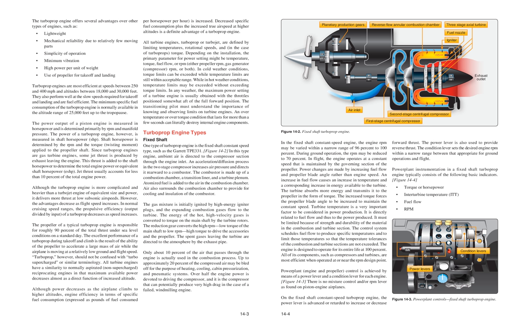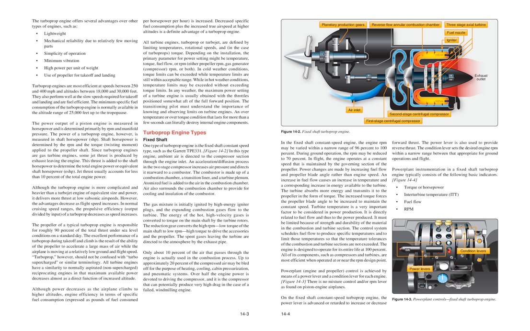The minimum specific fuel consumption of the turboprop engine is normally available in the altitude range of 25,000 feet up to the tropopause. The power output of a piston engine is measured in horsepower and is determined primarily by RPM and manifold pressure. The power of a turboprop engine, however, is measured in shaft horsepower, SHP. Shaft horsepower is determined by the RPM and the torque, twisting moment, applied to the propeller shaft.